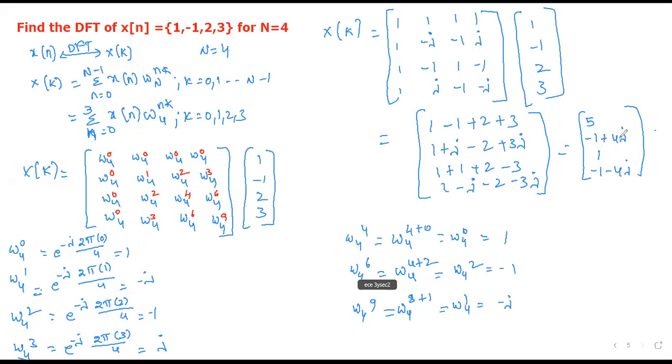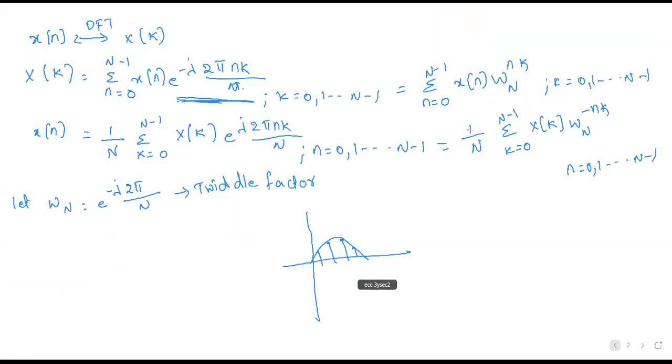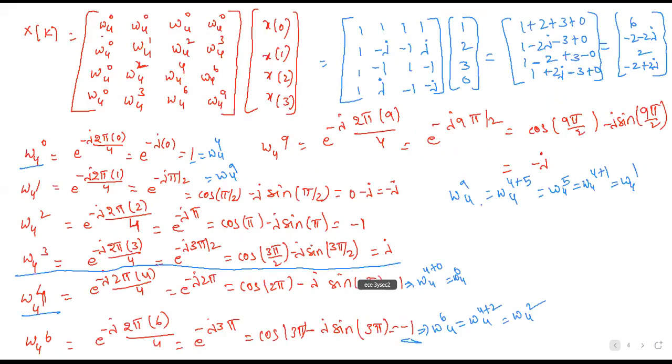in x of k, right? So this is how we find x of k. Is it clear, everyone?